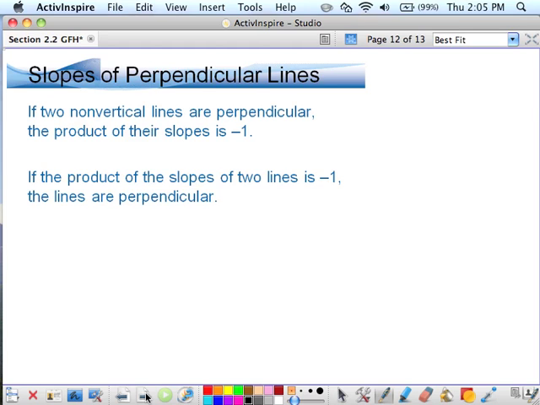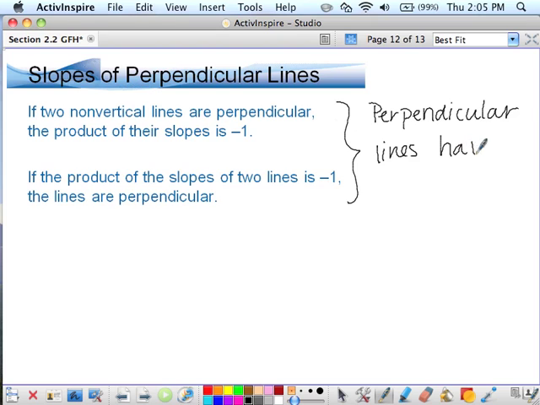Another way of saying that is that perpendicular lines have slopes that are opposite reciprocals.